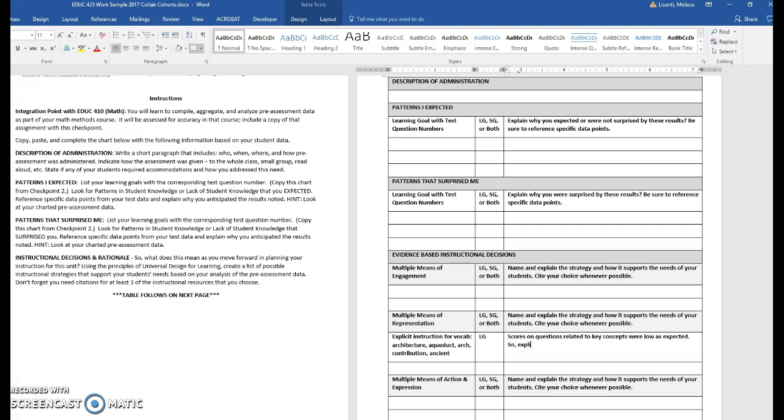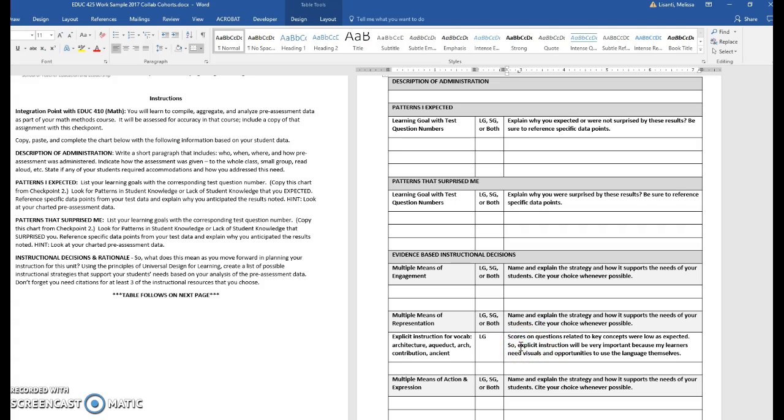So explicit instruction will be very important because my learners need visuals and opportunities to use the language themselves. So that's an example of how you're going to fill out your evidence-based instructional decisions. Notice I haven't said how yet.